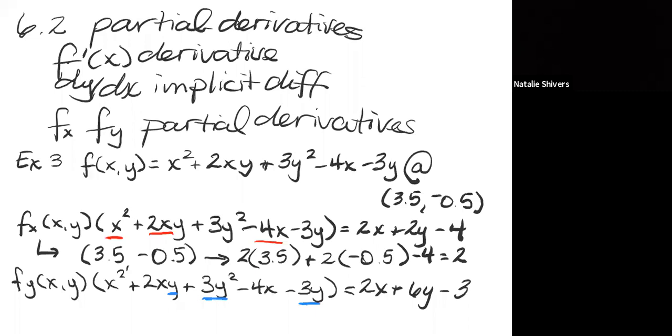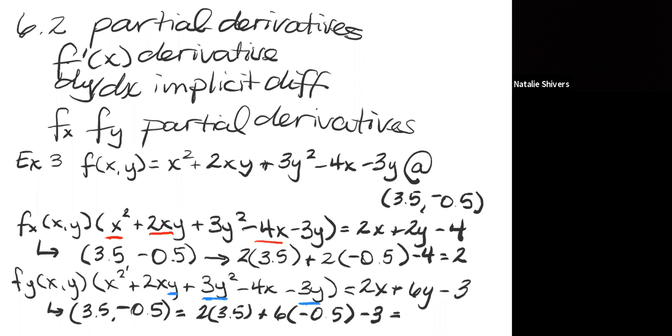So again, I'm going to evaluate this at 3.5, negative 0.5. So I would take 2 times 3.5 plus 6 times negative 0.5 minus 3, and I get 1. Okay, so we're gonna get down to making this a little bit easier and see where we're going with this, okay? Actually, this is example 2. Now that I look at my paper, sorry about that.